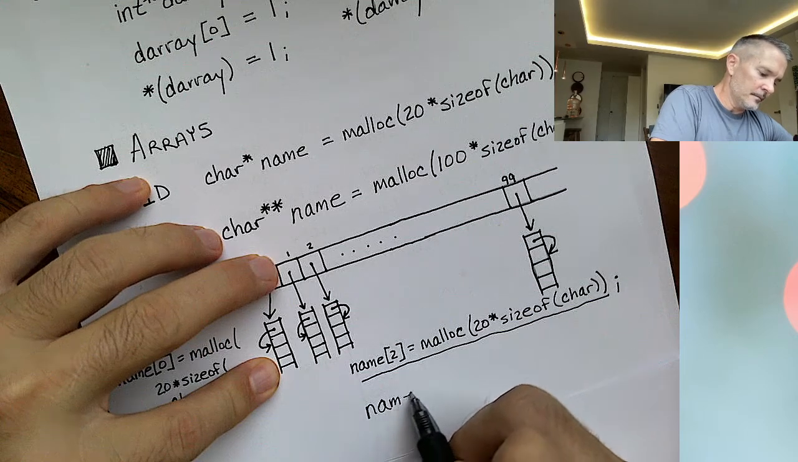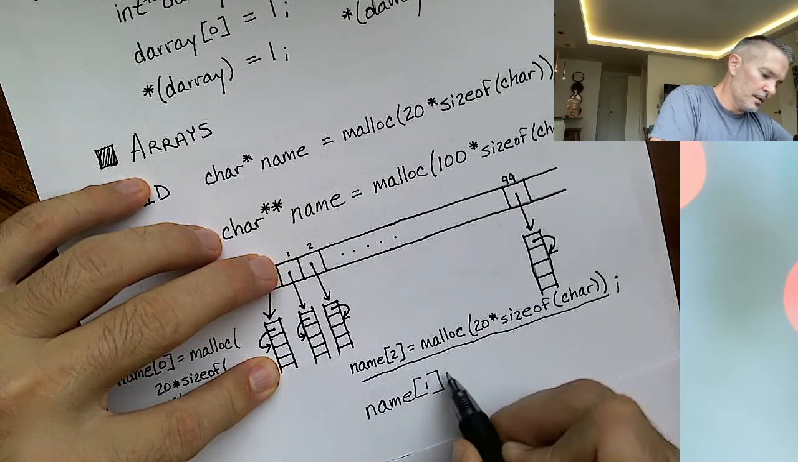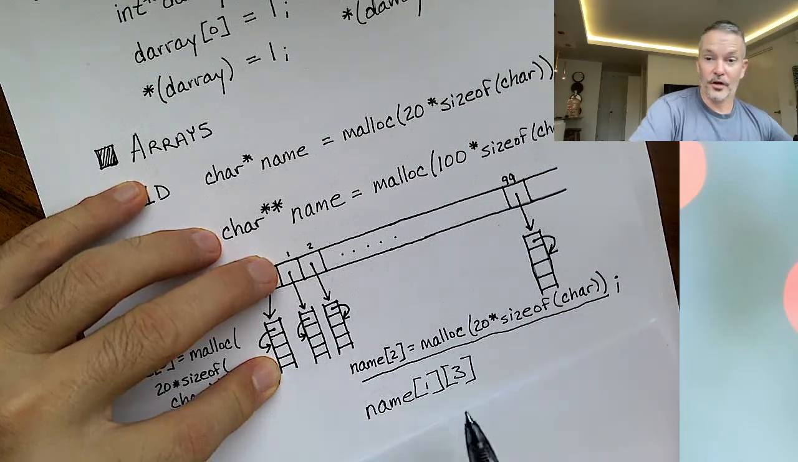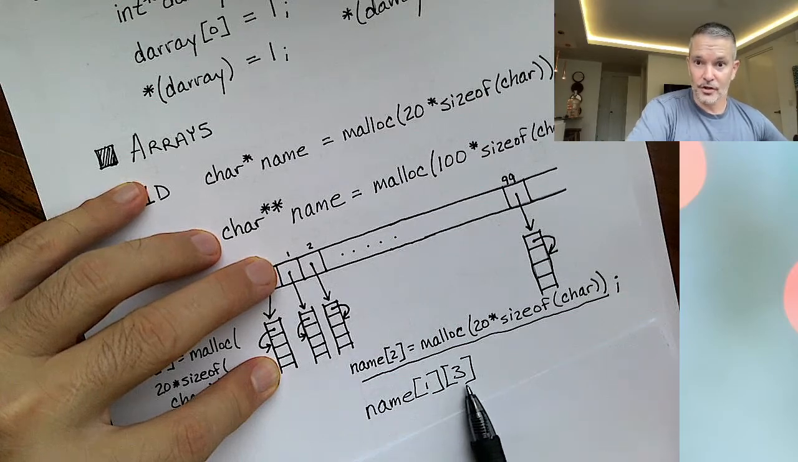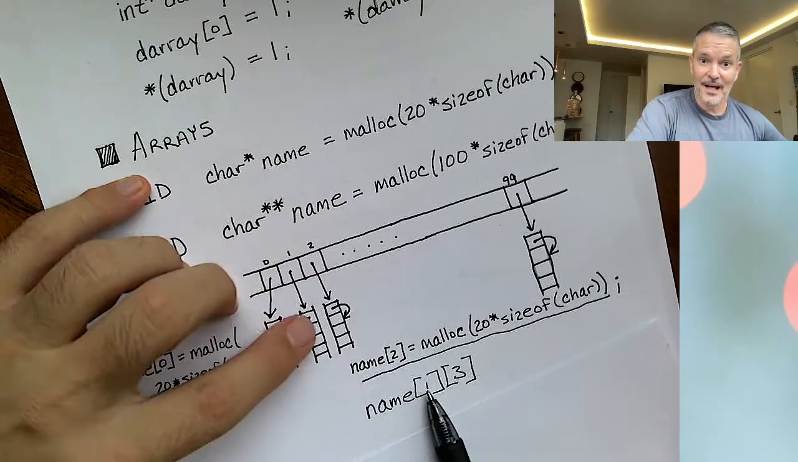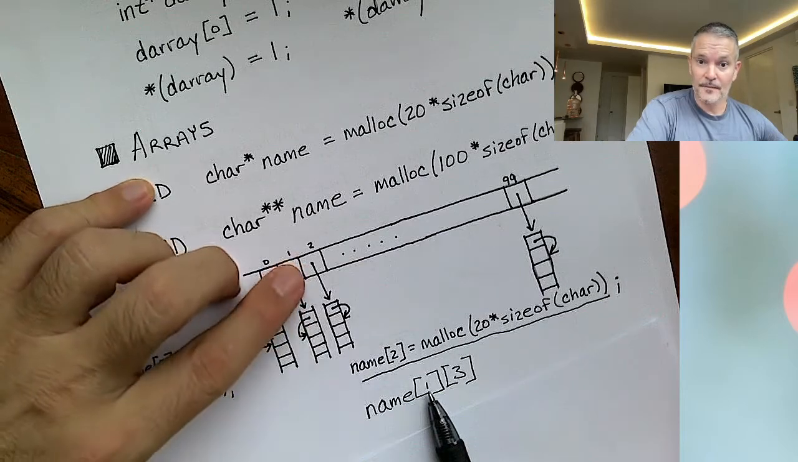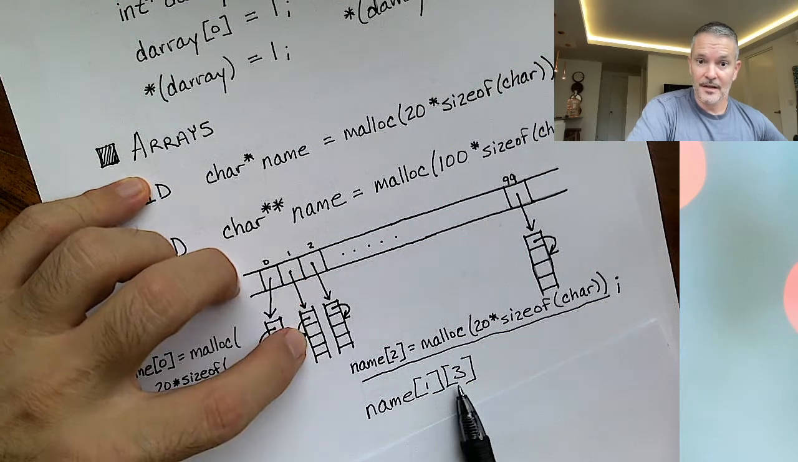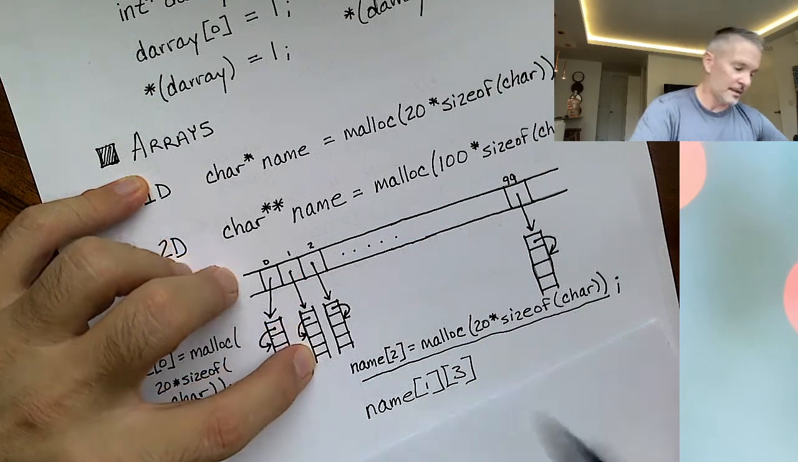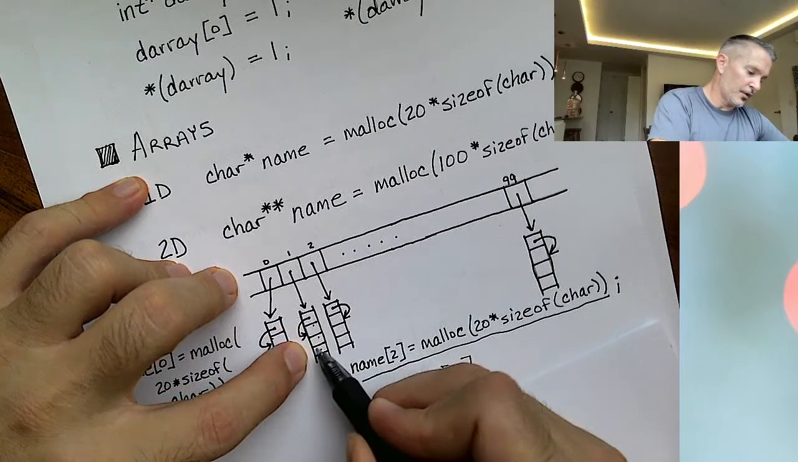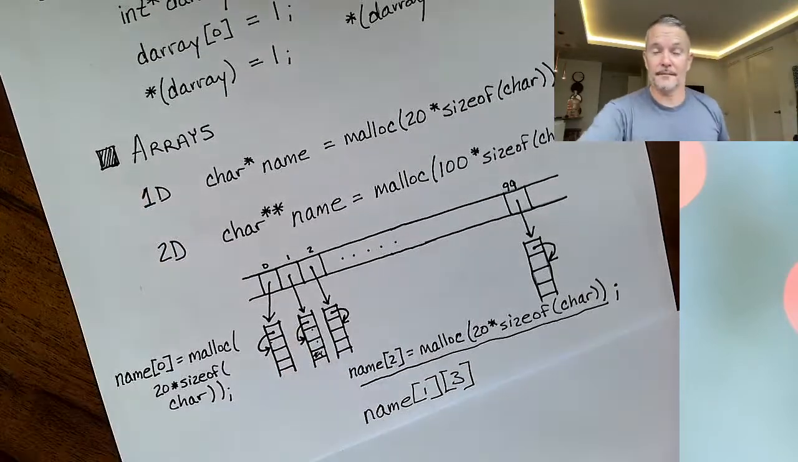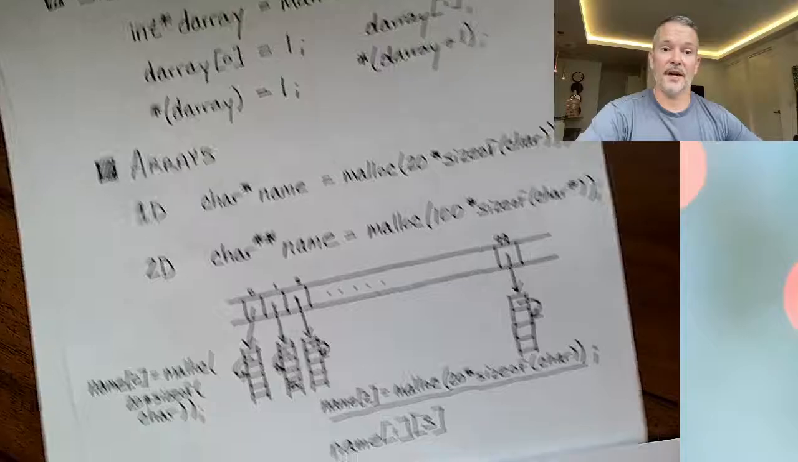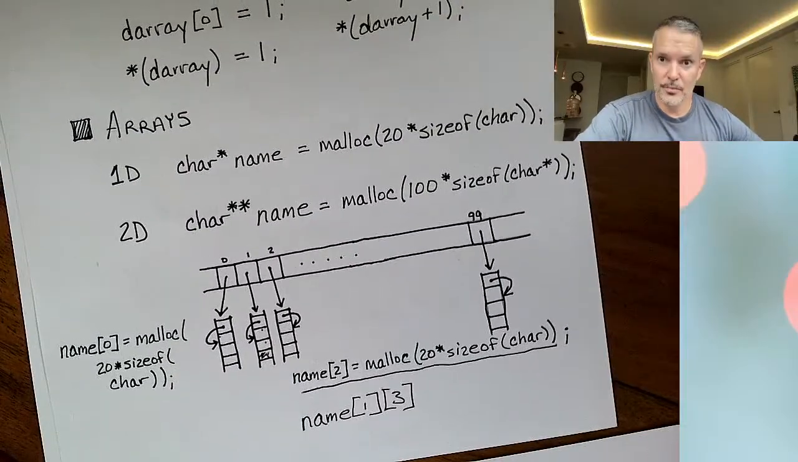name sub1 sub3. So here I'm referencing the third character in the second array. So I'm getting the pointer to the second array of characters, and then I'm asking the compiler to bring me to the third element. So 1, 2, 3, the third element of my array. So this is basically a quick overview of how to define one-dimensional and two-dimensional arrays.